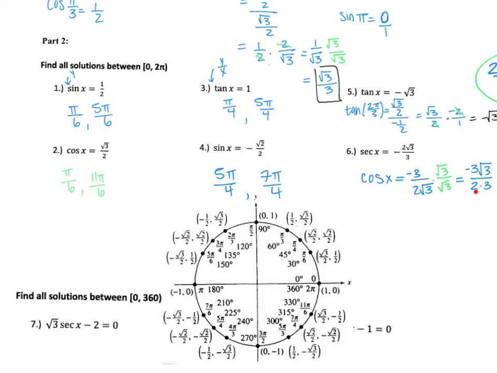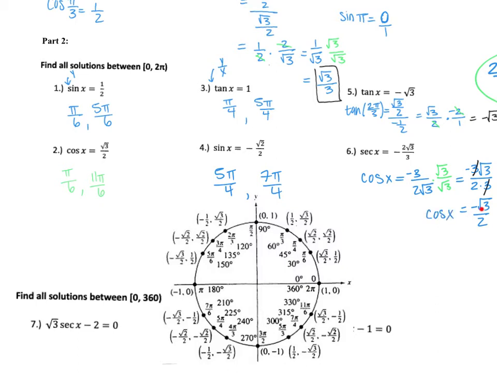The 2 just moves over. Notice that there's a 3 on the top and bottom that are both just a number, so they cancel. And so I really just have negative root 3 on top and a 2 on bottom. So I'm looking for a cosine value. Let me bring down this cosine here.